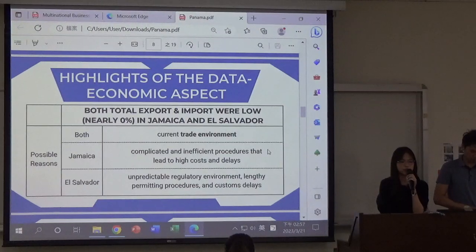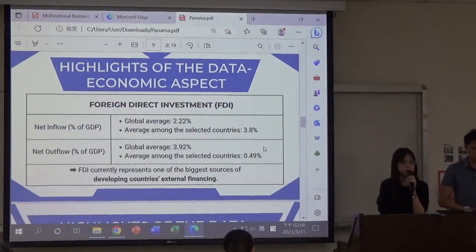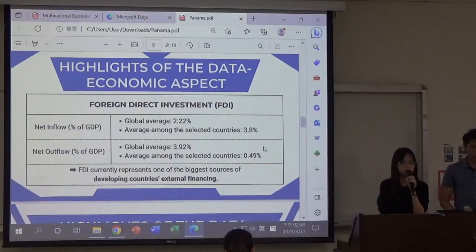Next, both total export and import were low in Jamaica and El Salvador. After some comparison and discussion, we believe that there are some similar reasons for both countries related to their current trade environment. The last part of the economic aspect would be the foreign direct investment, the so-called FDI indicators. Through discussing these indicators, we can see that FDI currently represents one of the biggest sources of developing countries' external financing. Then I will pass on to Asman to explore the next section and the rest of the presentation.